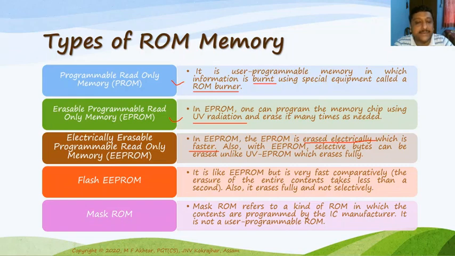The erasure of the entire contents takes less than a second. Now flash EEPROM is much faster than EEPROM because it can erase data, however it erases full data at one time, not selectively. Mask ROM refers to a kind of ROM in which the contents are programmed by the IC manufacturer. It is not user programmable ROM. If this ROM is installed, it is already written by the manufacturer.